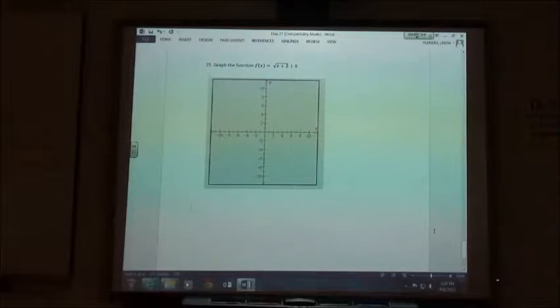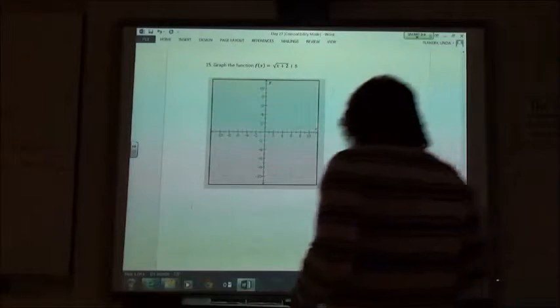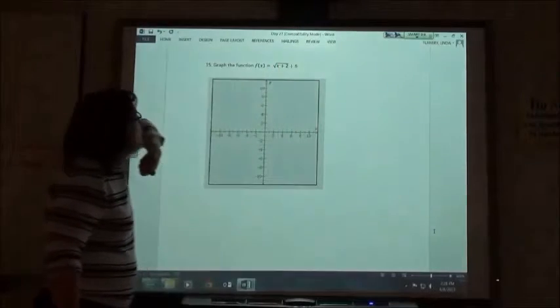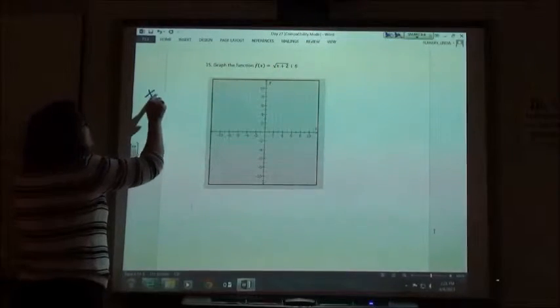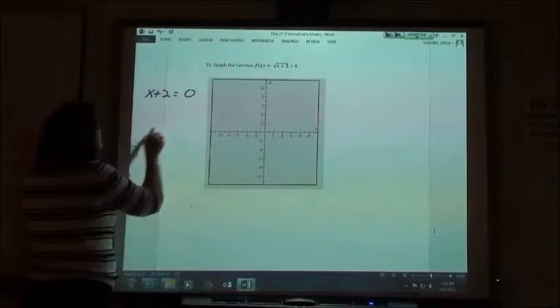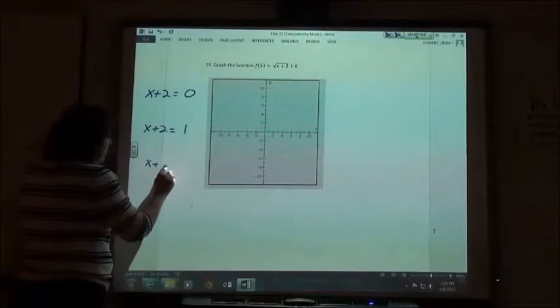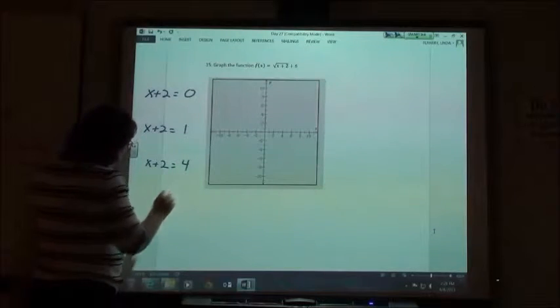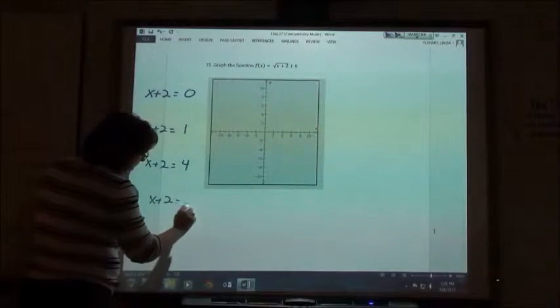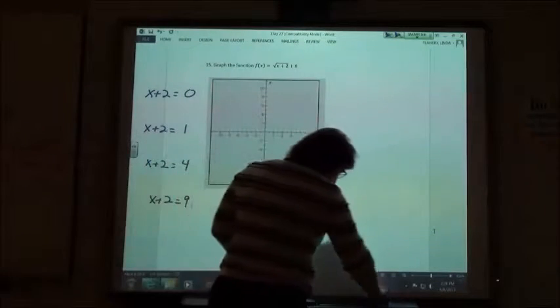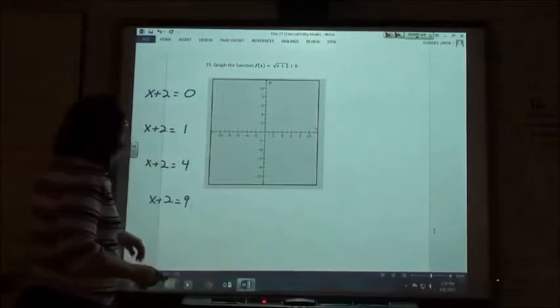Okay. So again, in this case, just like on those previous ones, I want to make the part under the square root a perfect square. So x plus 2 is going to equal 0. x plus 2 is going to equal 1. x plus 2 is going to equal 4. And x plus 2 is going to equal 9. Putting in our squares so that when we solve, we get nice answers.